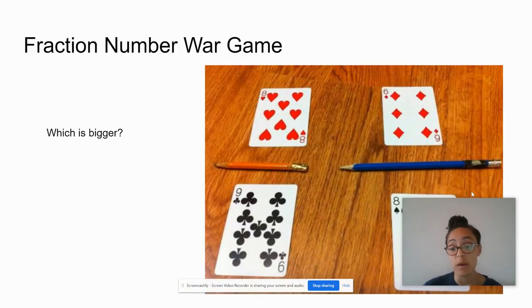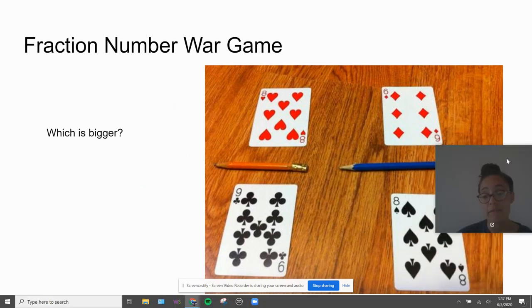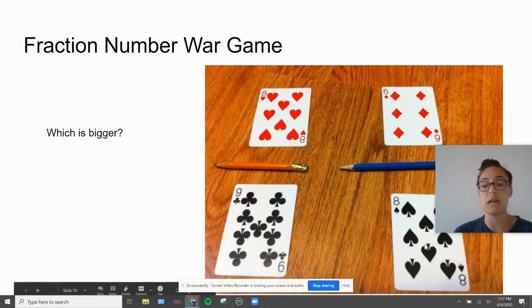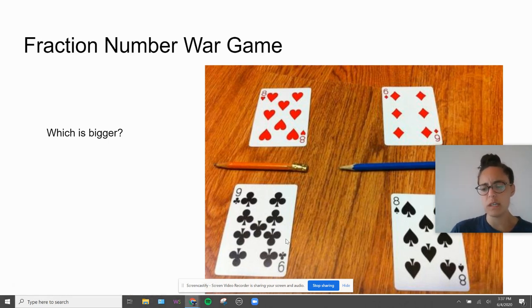So friends, today, here's a little game. After you are done with your work, you need to think about which is bigger. Take a deck of cards, and you can play against yourself or against a partner, and you need to take 2 pencils as well. You take a card, put it on top, take another card, put it on the bottom. Then take another card, put it on top, put another one on the bottom, and compare these 2 fractions, just like I had here, and see which one is bigger. Once you're done, grab all 4 cards, put them to the side, and then do it again.